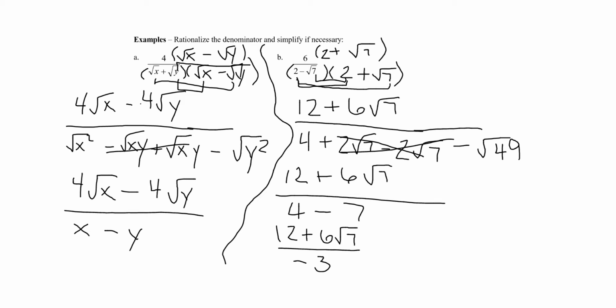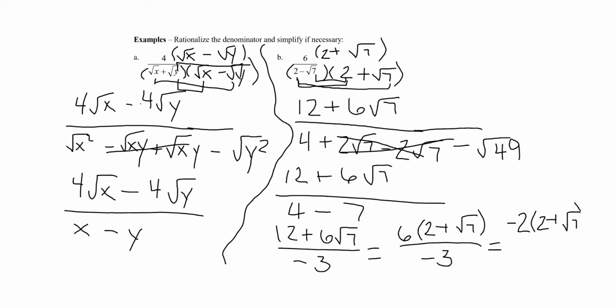We could stop here, but there is some simplifying that we can do. And that simplifying really is going to come from factoring that top. We distributed at the top. We didn't need to. If I rewrite it as 6 times 2 plus the square root of 7 over negative 3, negative 3 divides into that 6, and it goes in there 2 times. So my final answer is going to be a negative 2 times 2 plus the square root of 7. So we were able to simplify it all the way and get rid of that denominator altogether.